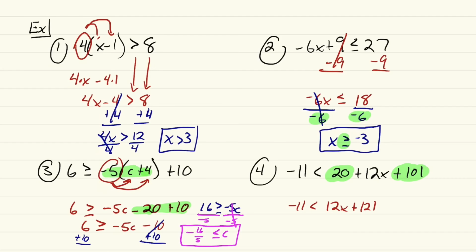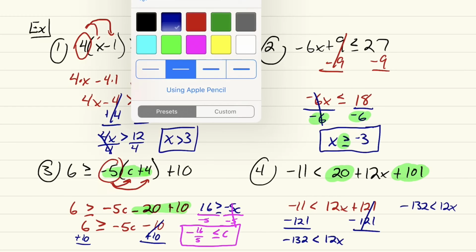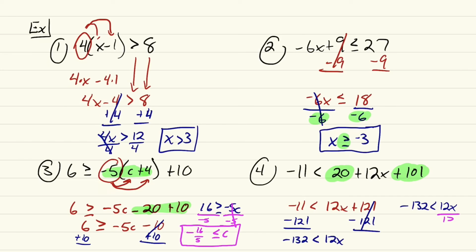All right, so then we move on to our next step, which is addition subtraction. We subtract 121 from both sides. On the right, that cancels. On the left, that ends up giving me negative 132 is less than 12x. I'm going to rewrite that over here just so we can see it better. Negative 132 is less than 12x. All right. Then our last step is just to divide by 12.